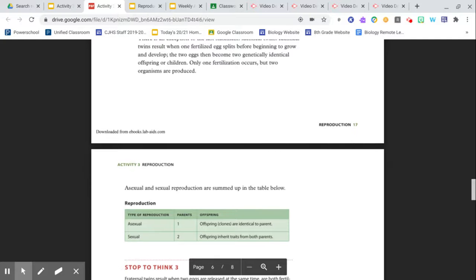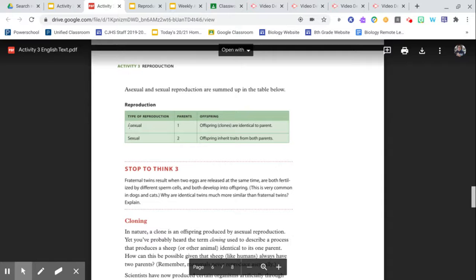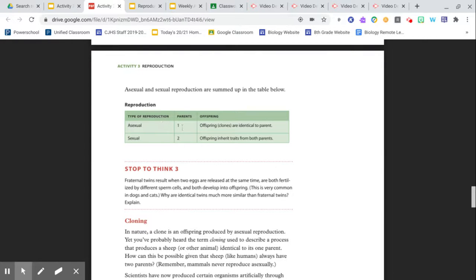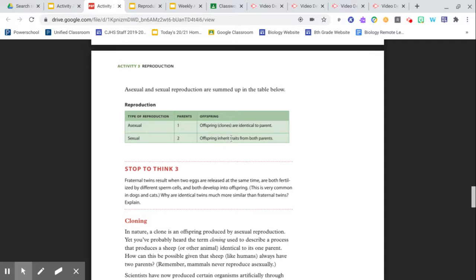Asexual and sexual reproduction are summed up in the table below. Type of reproduction. In asexual, you have one parent. Offspring or clones are identical to parents. In sexual reproduction, there are two parents. Offspring inherit traits from both parents.